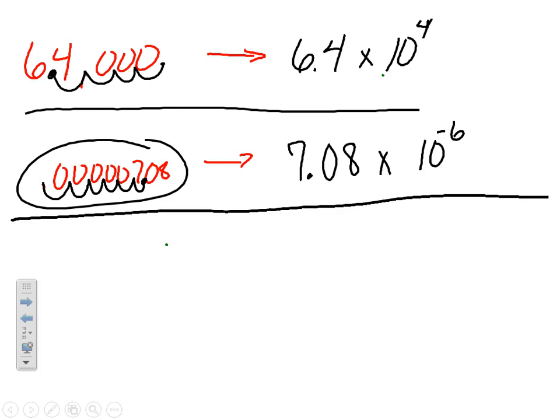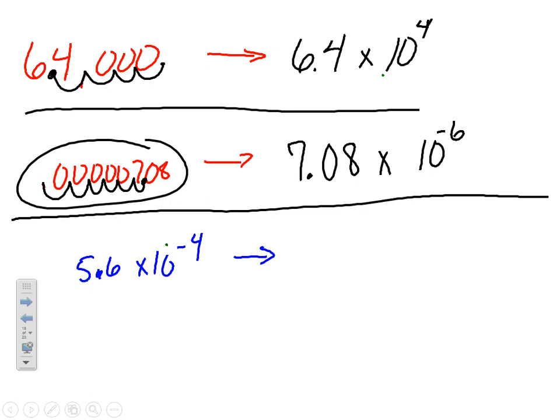Right. How do we do it in reverse order? Let's do it in reverse order. Well, let's take a number like 5.6 times 10 to the negative 4th. I want that as a real number. Well, we already know that when it says times 10 to the negative 4th, the number is smaller than 1. So it's negative 4.